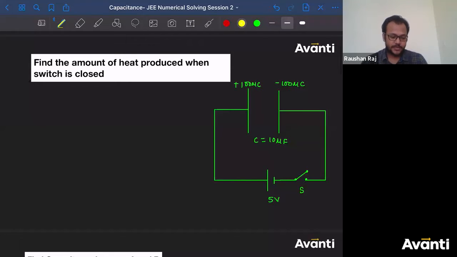So when the switch will be closed, what will be the amount of heat that will be produced? Try to get the answer for this. This question is exactly similar to the questions that we have solved in the last class, that is, the last numerical solving session.